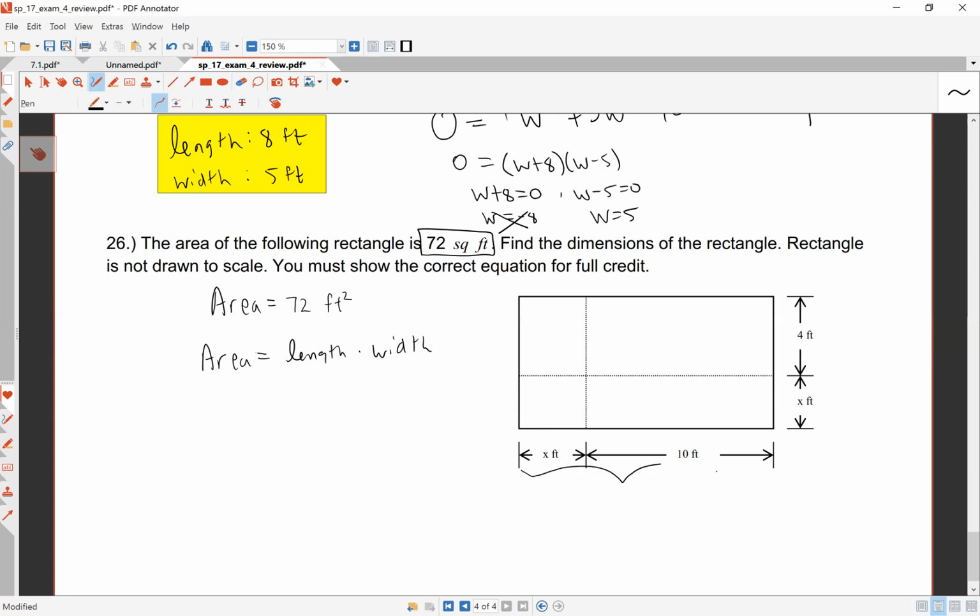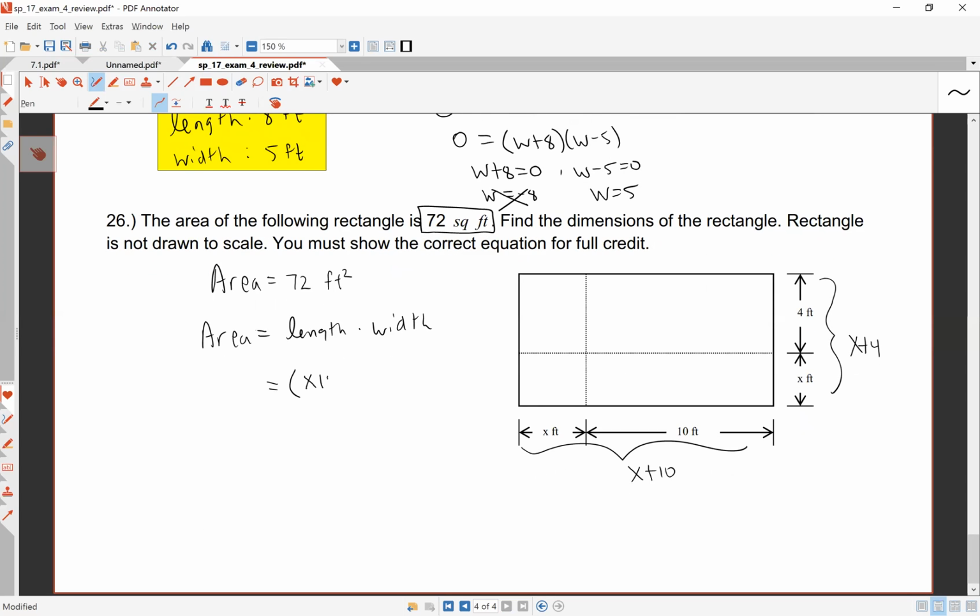The length of this rectangle is x plus 10, and the width of it is x plus 4. Or it really doesn't matter which one's the length or which one's the width. So the area is the length times width, which is x plus 10, and the width is x plus 4. And that gives us 72. To solve that, we have to FOIL out the right-hand side, giving us x squared plus 4x plus 10x, which is 14x. 10 times 4, which is 40.